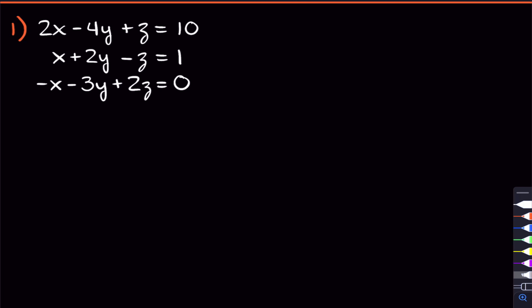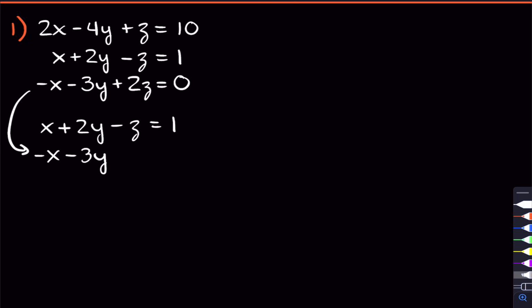And how we can achieve that goal is by first picking a pair of equations here where we can eliminate a variable pretty easily. And if I look at my x column here, I can see that in the second and third equations, if I just add those 2 together, I can actually eliminate my x. So let's do that to start off with. Let's take the second equation, x plus 2y minus z equals 1, and we're going to bring down the third equation as well, which is negative x minus 3y plus 2z equals 0. And now what we're going to do is actually add those 2 equations together.